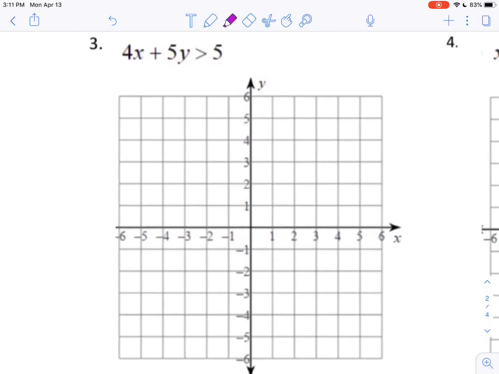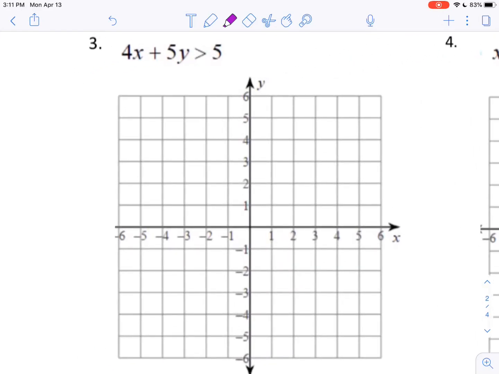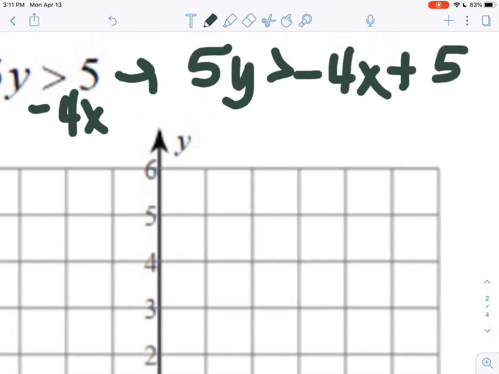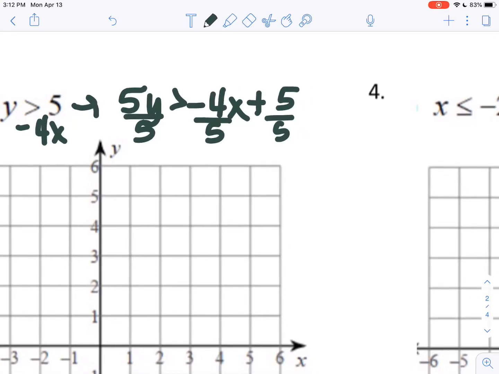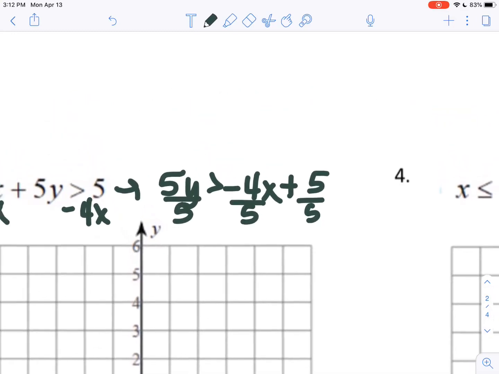Okay, number 3. Again, we have to solve for y. So I'm going to subtract 4x. So 5y is greater than negative 4x plus 5. Okay, then I'm going to divide everything by 5. So my inequality is going to be y is greater than negative 4/5 x plus 1. Make sure you're dividing your slope by 5. A lot of us forget to divide the slope, and then we don't have the correct slope when we're graphing.